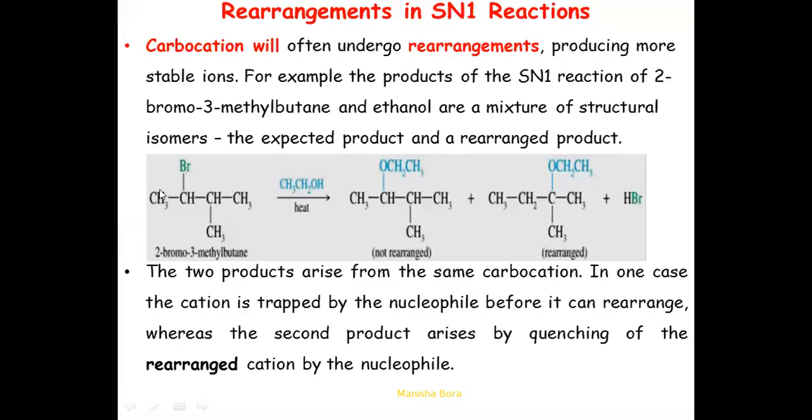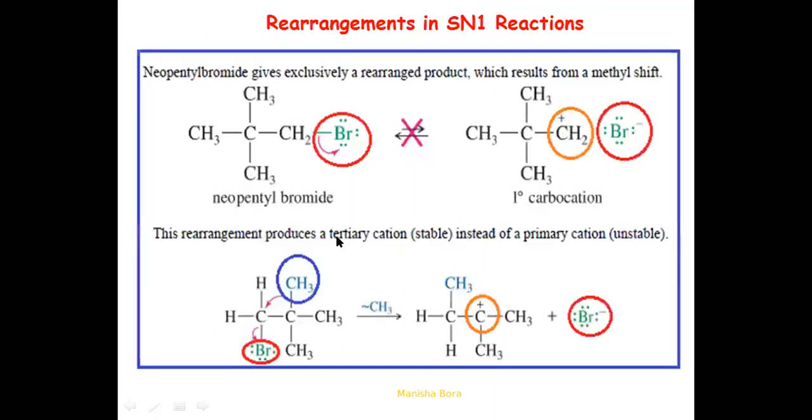So let's take an example. 2-bromo-3-methylbutane. This is a secondary alkyl halide. Whenever it is heated in the presence of ethanol, you are expecting that Br will be replaced by your nucleophile and you will get this product. But it is observed that you don't get this product, but you get this product. Now this product is a rearranged product, whereas this is your normal, expected product. So how does this happen? If you see the mechanism, you'll be able to understand how it happens.